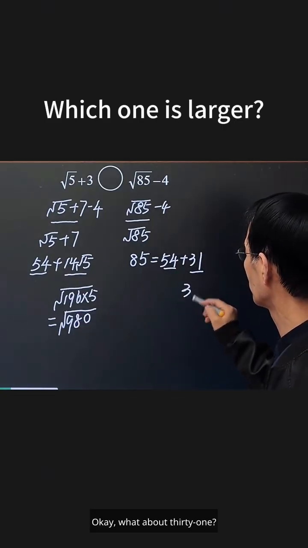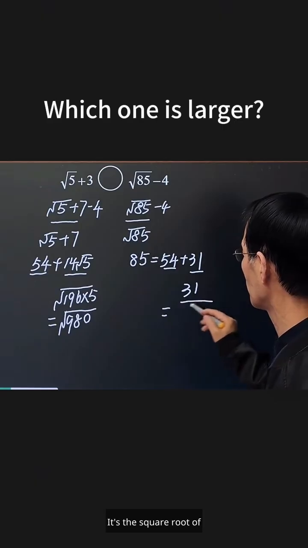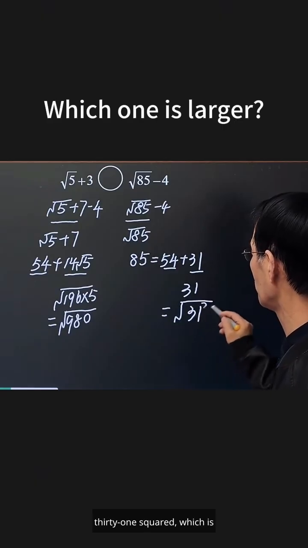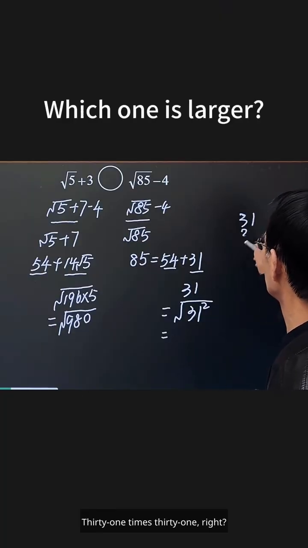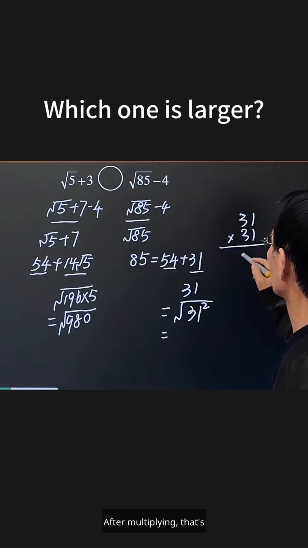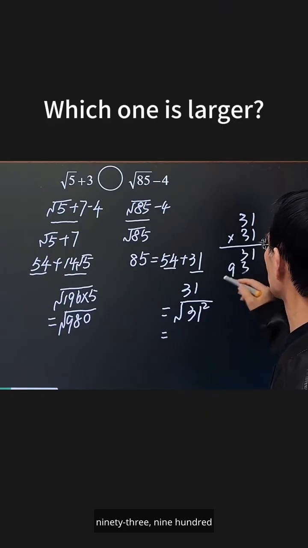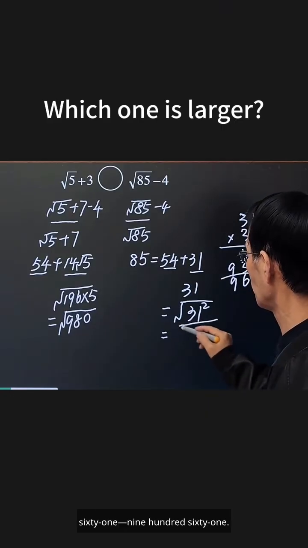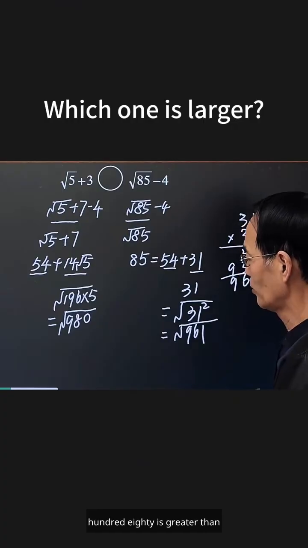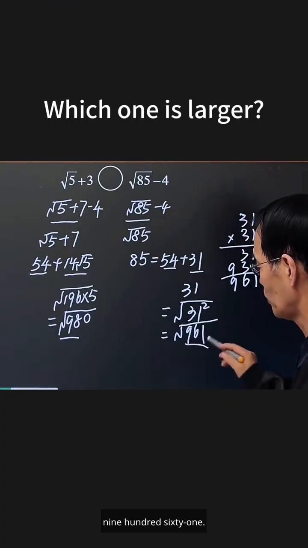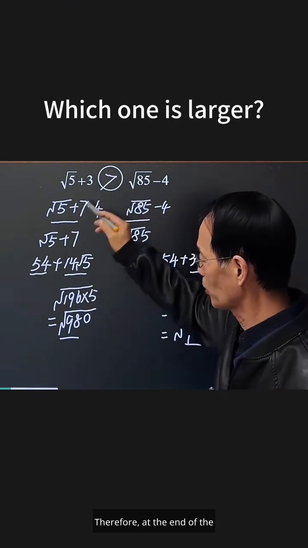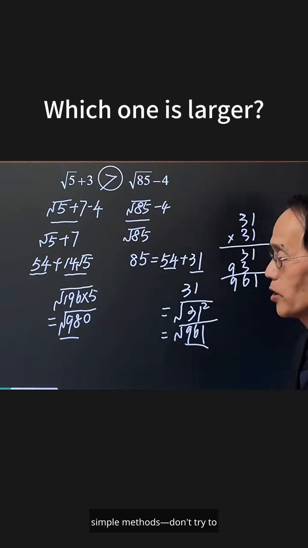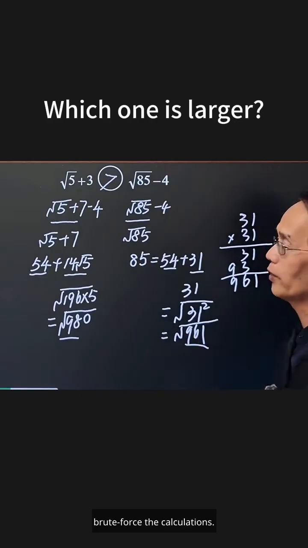Okay, what about 31? What does 31 equal? It's the square root of 31 squared, which is how much? Let's do the math. 31 times 31, right? After multiplying, that's 961. So it's obvious that 980 is greater than 961. Right? Okay, so here we use a greater than sign. Therefore, you must learn simple methods. Don't try to brute force the calculations.